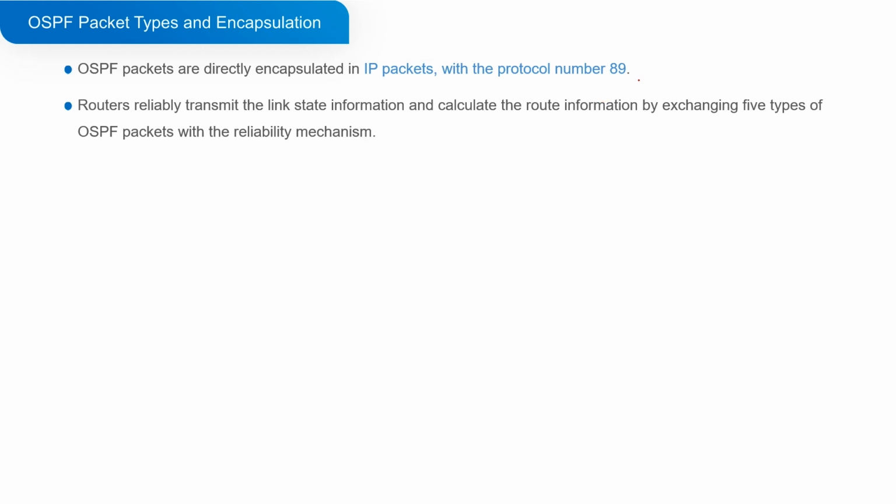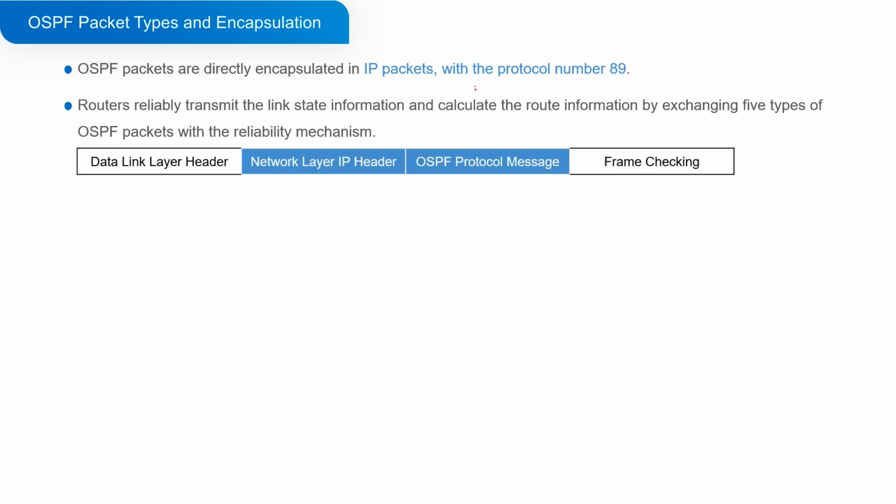So here we can see the encapsulation format. And we can see here is the level 2 header, right? And this is the level 3 header, right? The level 2 header has the MAC address information, and the level 3 header has the IP address information. Okay, and this is actually the OSPF packet's payload.